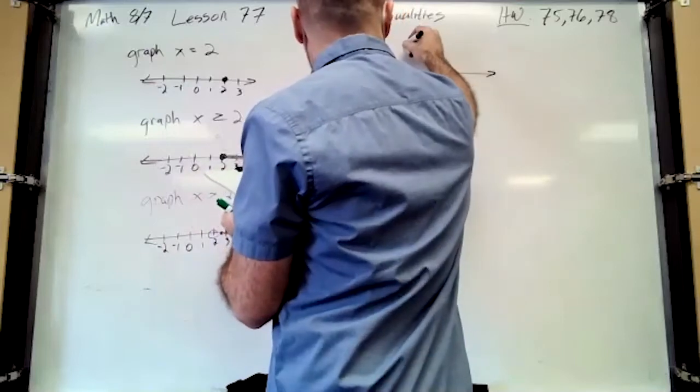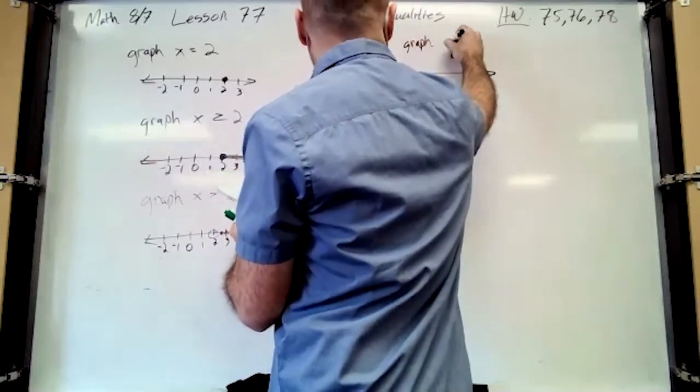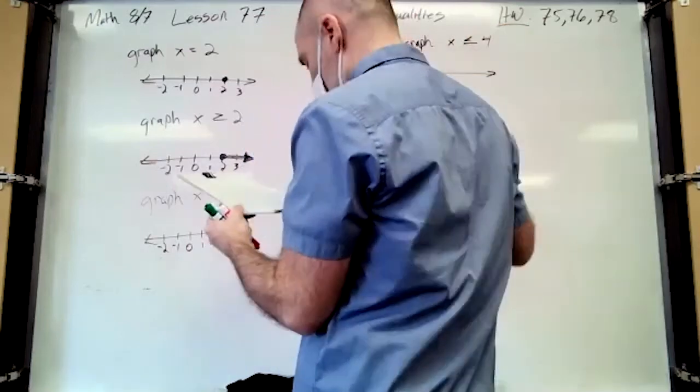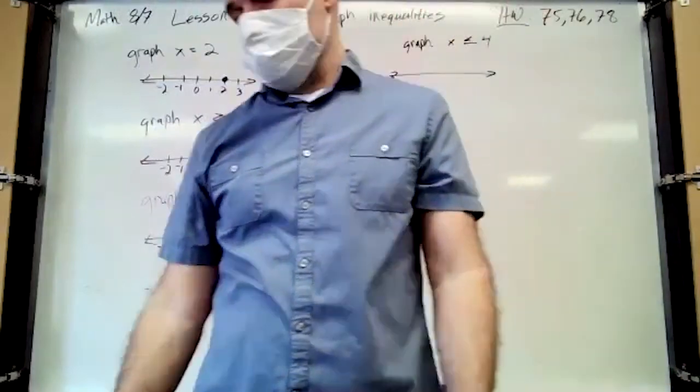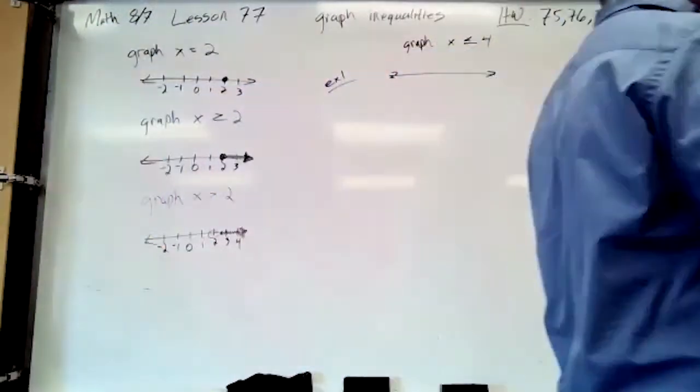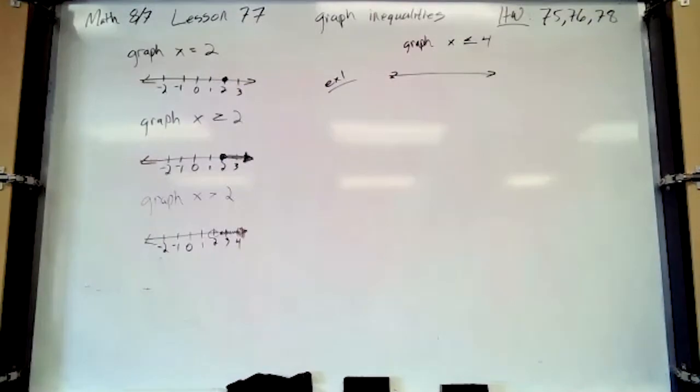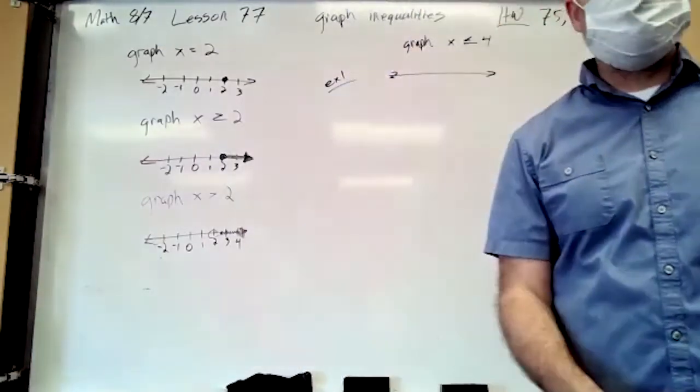Here's example 1. Ready? I want to graph this inequality, x, this symbol, 4. What does that symbol mean? Good question. Well, don't think of it as math. Think of it as an arrow. Which direction is it pointing? That way. Yep. So that's where you're going to shade. Okay. So tell me how to graph this. Someone describe to me how to graph this.